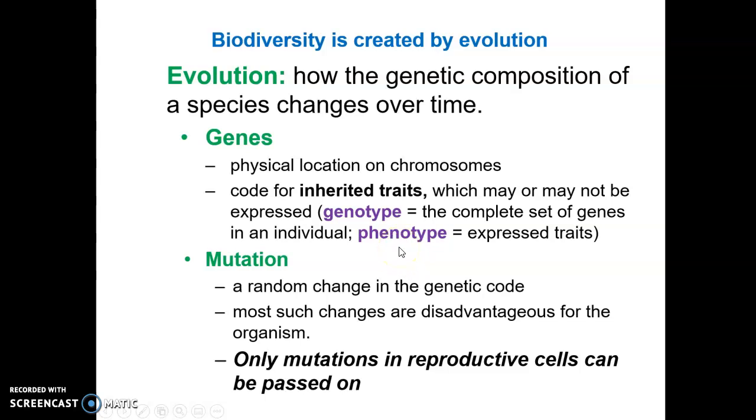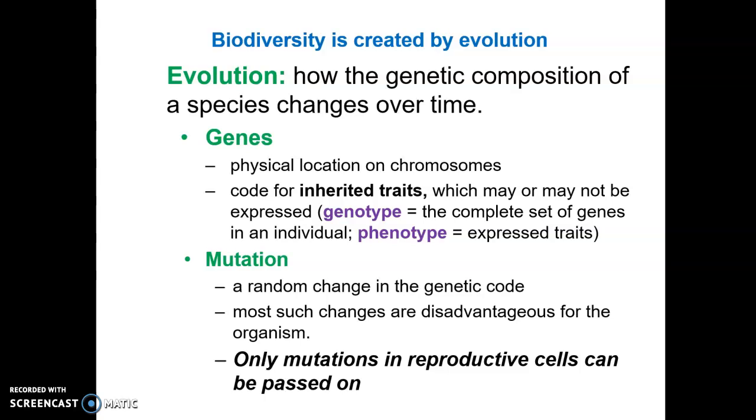So a phenotype might determine things like eye color, the number of arms or legs something possesses, the thickness of its fur, those types of things. But beyond the phenotype, the expressed traits, there's an entire set of chromosomes, which includes genes, which includes things that are not expressed, and that's known as the genotype. And when you put the entire set together, that's known as a genome.